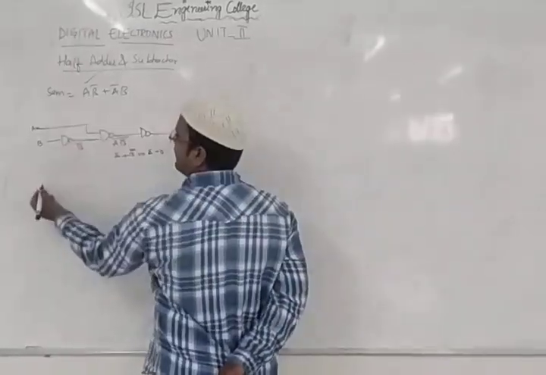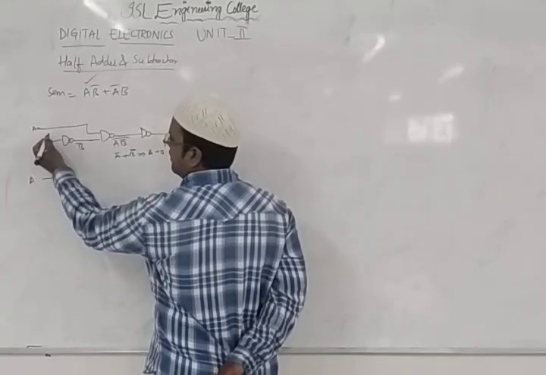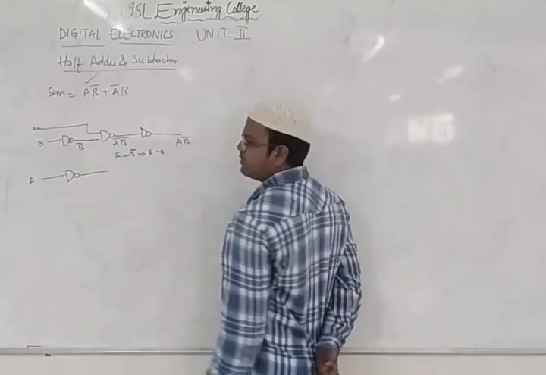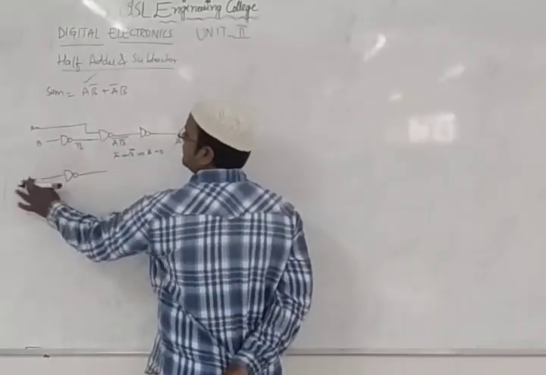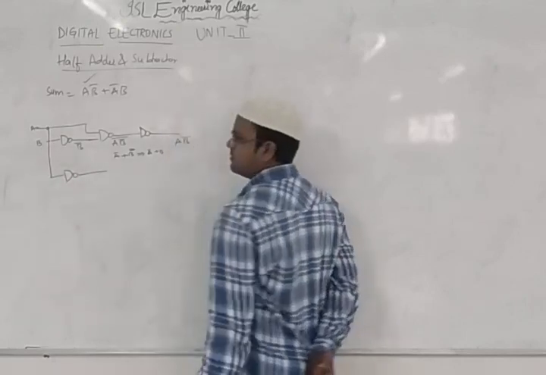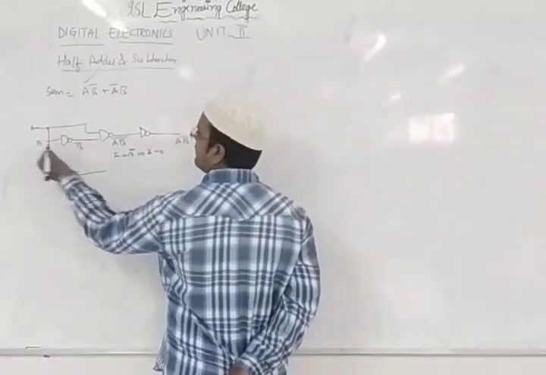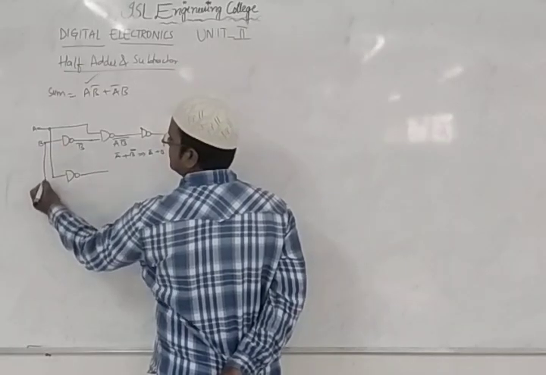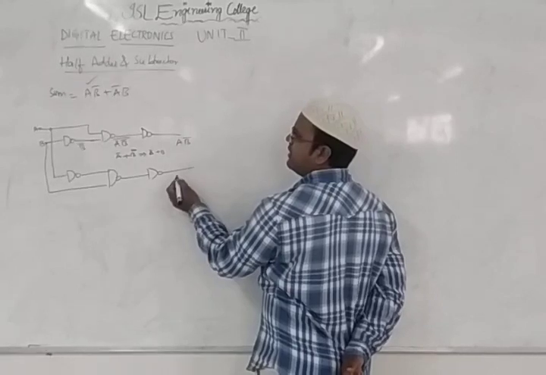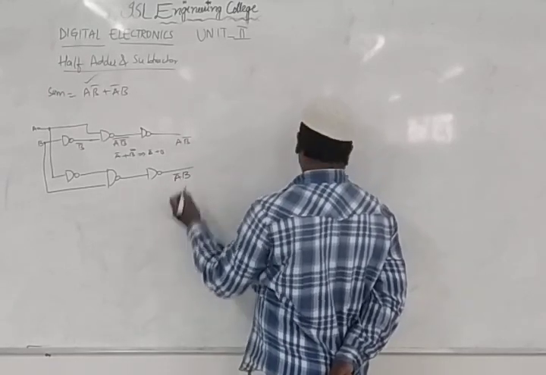For the second part, what can I write? I can take A, or I can take the connection from this. We already have A, so better you just take from here, and it is nothing but A complement. Now the next thing we need to take is B. So this is B, and again we pass it through one NAND gate, another NAND gate. So we got A complement B.